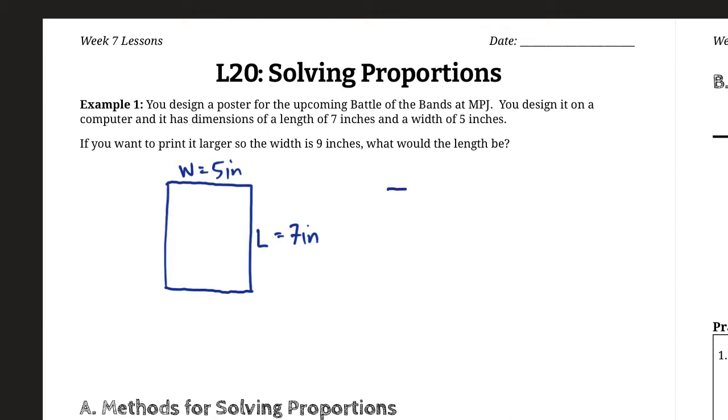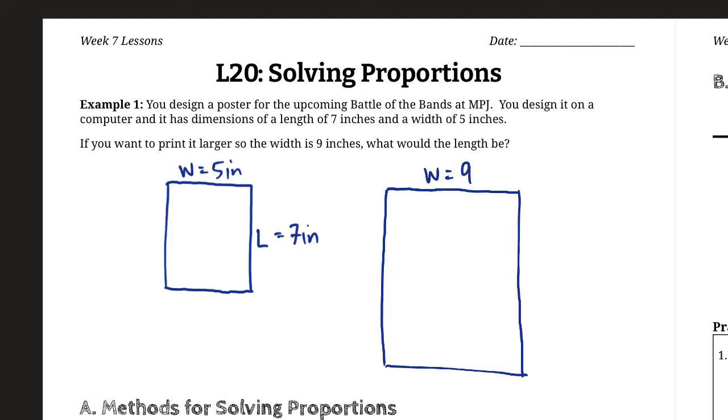You want to expand it. So when I expand it, the width is now going to be 9. It's going to be bigger, and the length is also going to be bigger. And the question is, what is the new length going to be? So the new width is going to be 9 inches, and the new length is what we're trying to find, right? It's clearly going to be bigger than 7, but what is it going to be?